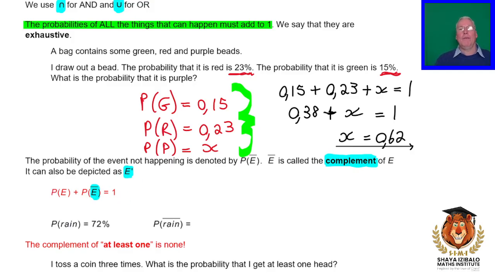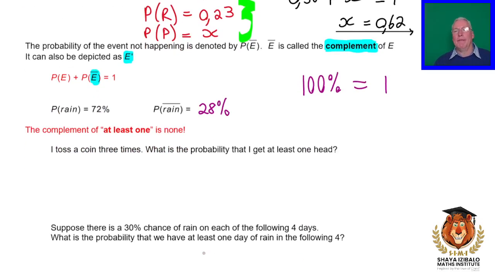So for example, if you hear on the weather forecast there's a 72% chance of rain tomorrow, then 1, which is 100%, minus 72 is 28%. 28% plus 72% is 100%. And remember, and hopefully you're comfortable with this, 100% is 1. Okay. Now this is a big idea.